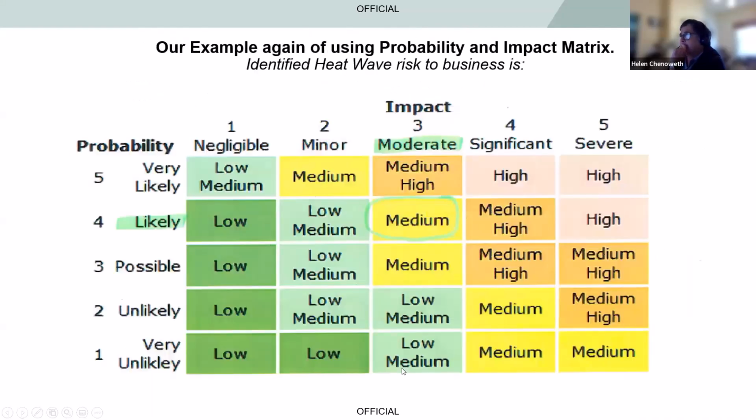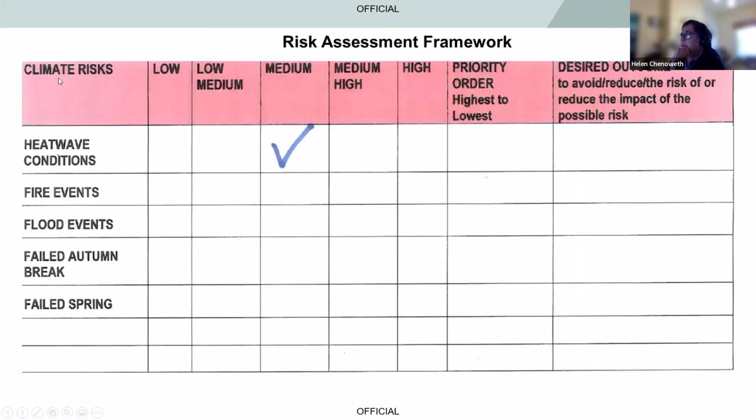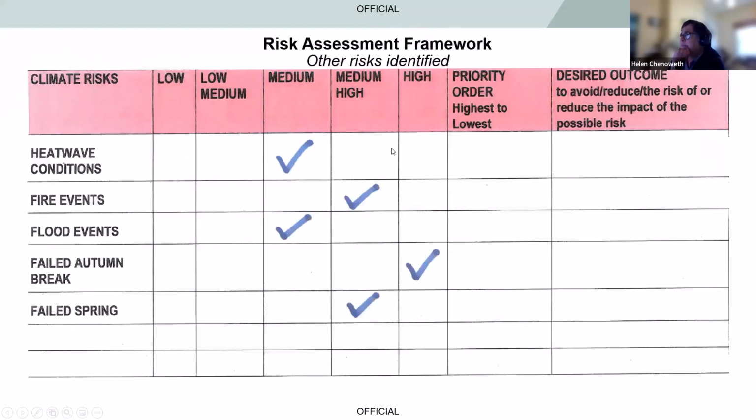So as an example here, using our probability impacts matrix, we're saying, okay, heat wave risk to the business is moderate impact, but it's likely to happen. So we're identifying it as a medium risk. We go back to one of these sheets where we've got heat wave conditions. We've ticked the box as medium. We've got other issues that we're thinking are pretty important to be aware of in our business over time. The fire events, potentially flood. Failed autumn break is a high one for our dairy guys, and failed spring's pretty important as well. So they're both medium-high to high.